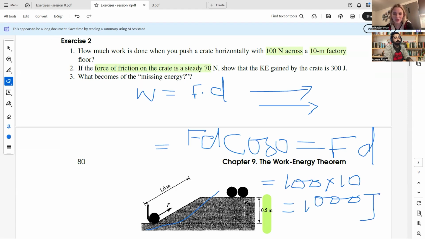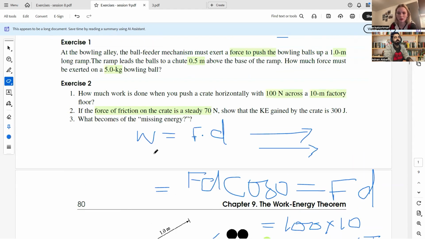Why is it F d cosine? Because it is a formula for the dot product in vectors. You know there are two types of multiplication of vectors, and this one is the vector dot product.